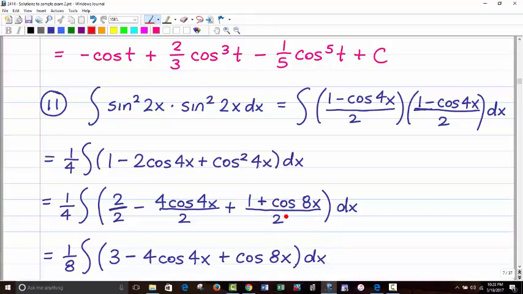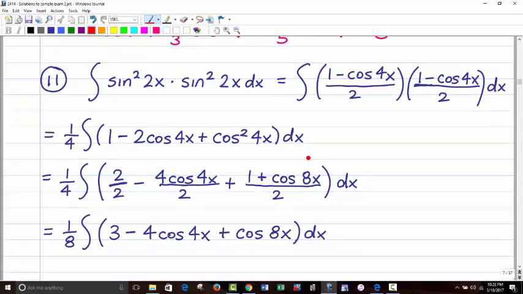Now I decided to get a common denominator here, and this is not the only way you have to do this step. I like doing this because I already know that I'm over 2 here, so I just took this 2 cos of 4x and made it 4 cos of 4x over 2. And then 1, I made 2 over 2. So you see now they all share a denominator of 2, which I can take out and make that 1/2 on the outside.